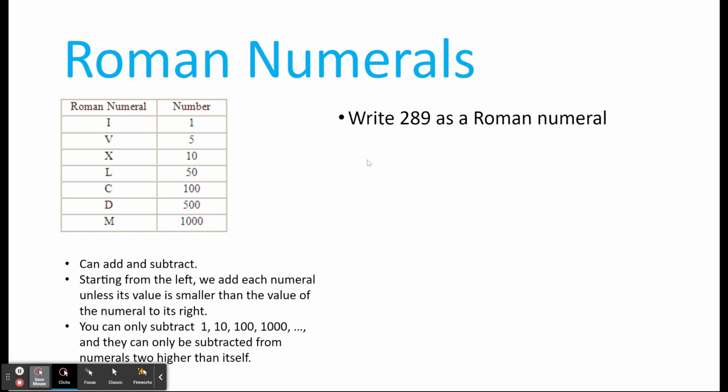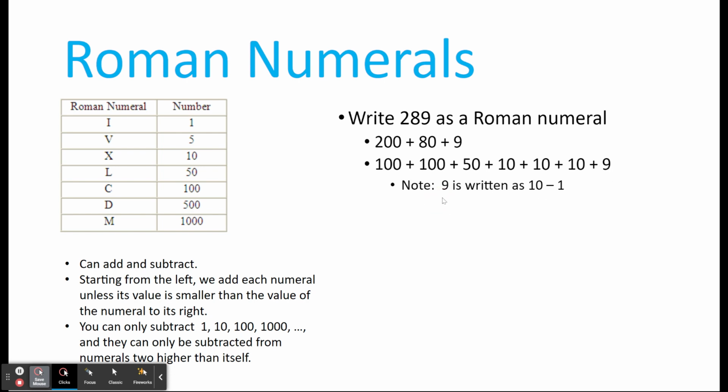So here's an example. 289 as a Roman numeral. Well, we have the 200, which is C, plus the 80, which you can make with an L and some X's. We're going to have 2 of the 100s, so that's CC. A 50, so we throw an L in there. 3 10s, so it's XXX. And to get that 9, we have to do 10 minus 1, so it's IX at the end. 10 minus 1, that's how we write our 9.